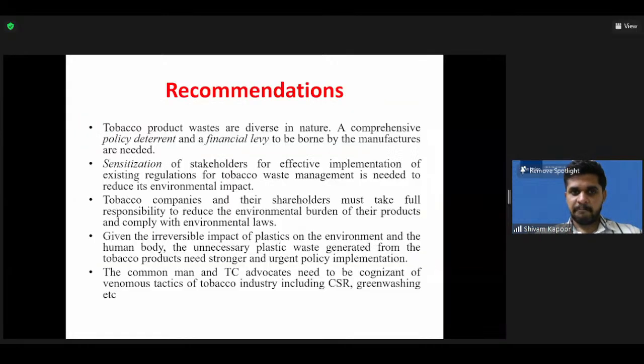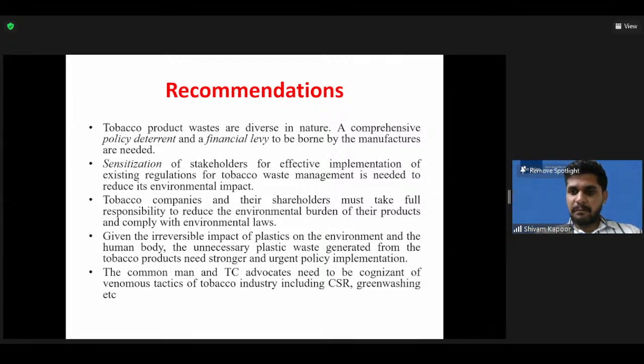to the environment. So I would like to make a few recommendations here. There is a variety of tobacco products available in the world. What we need now is a significant policy deterrent and a financial levy that should be borne by the manufacturers.